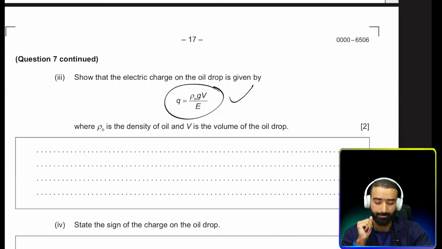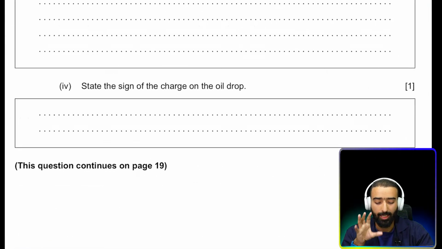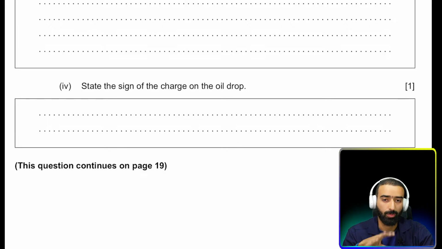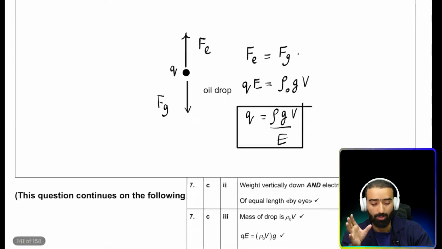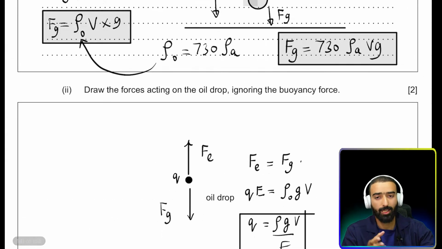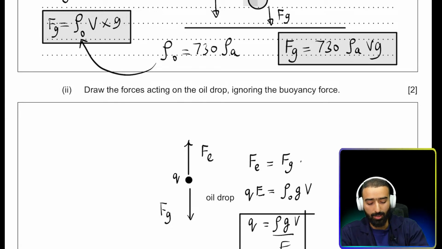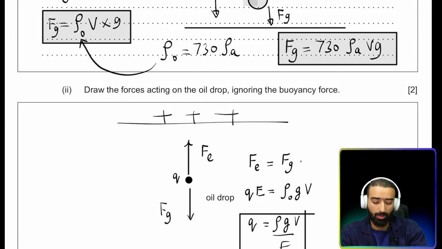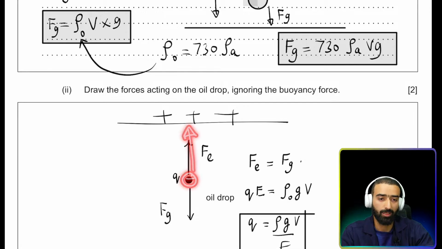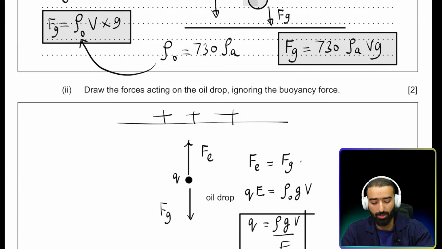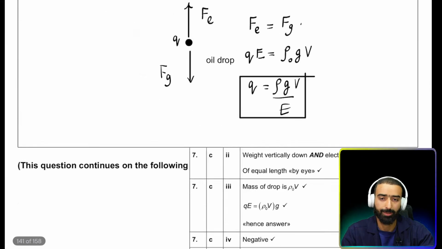And this is the equation we had to prove. All right, let's move on. State the sign of the charge on the oil drop. Is this oil drop positively charged or negatively charged? If it has to stay in air, there must be a force pushing it upwards. Since there's a positive plate on top, this must be a negative charge such that it feels the force of attraction. So this has to be negatively charged. Okay, great.